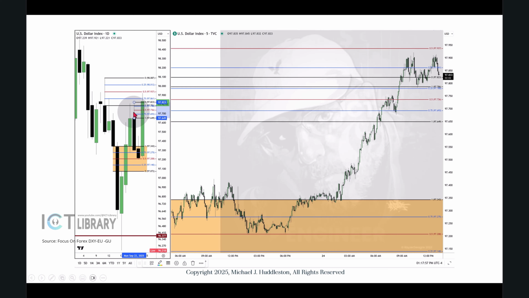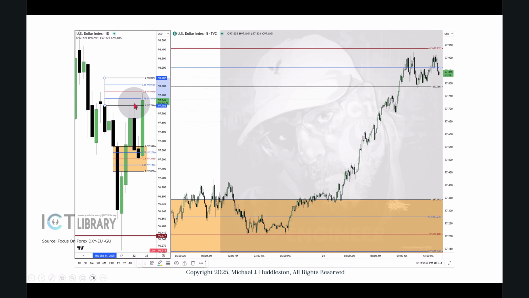Now, why am I picking this one? This one's longer than this one. If we go back one slide so you can see it, see, it's slightly higher than that one. That's why I'm annotating it, okay?